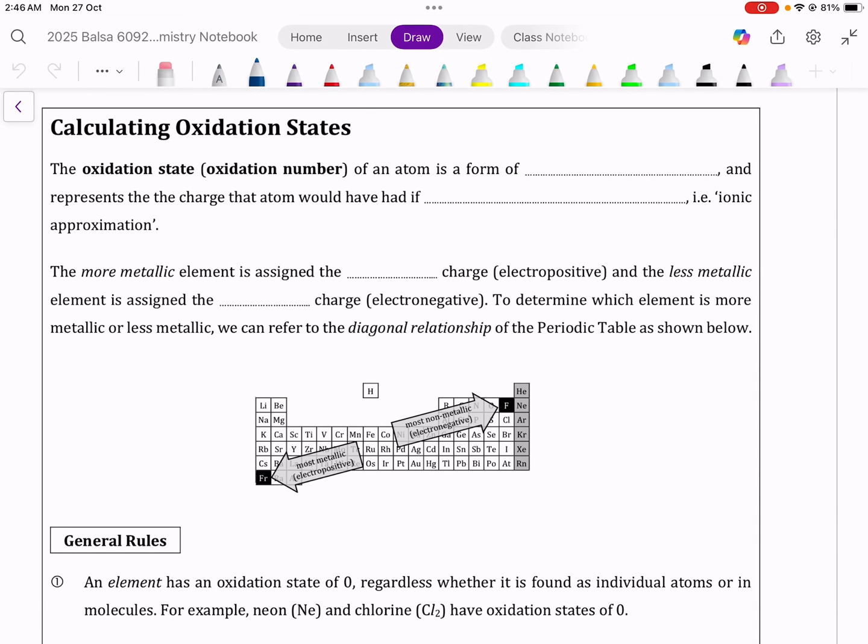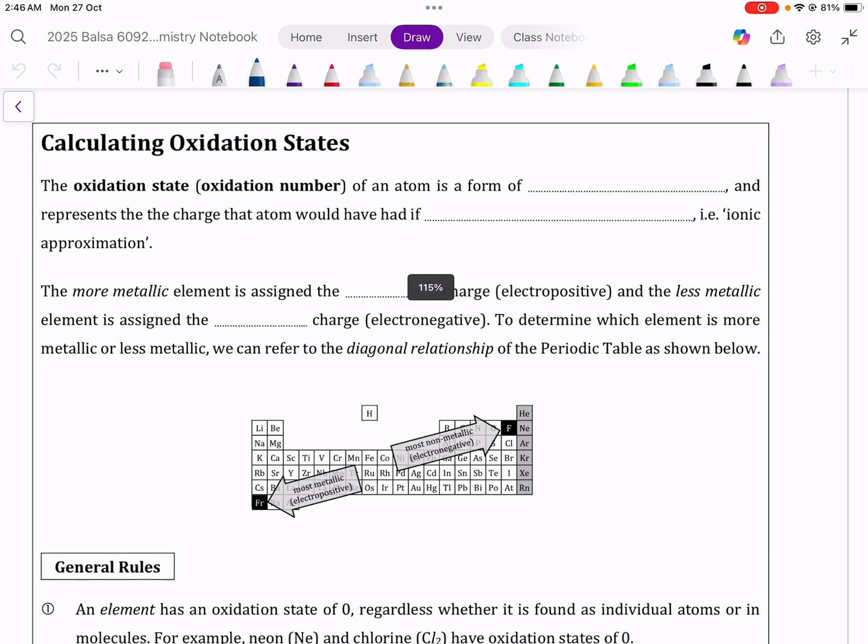Good morning everyone. Okay, so the next segment we are going to talk about is calculating oxidation states.